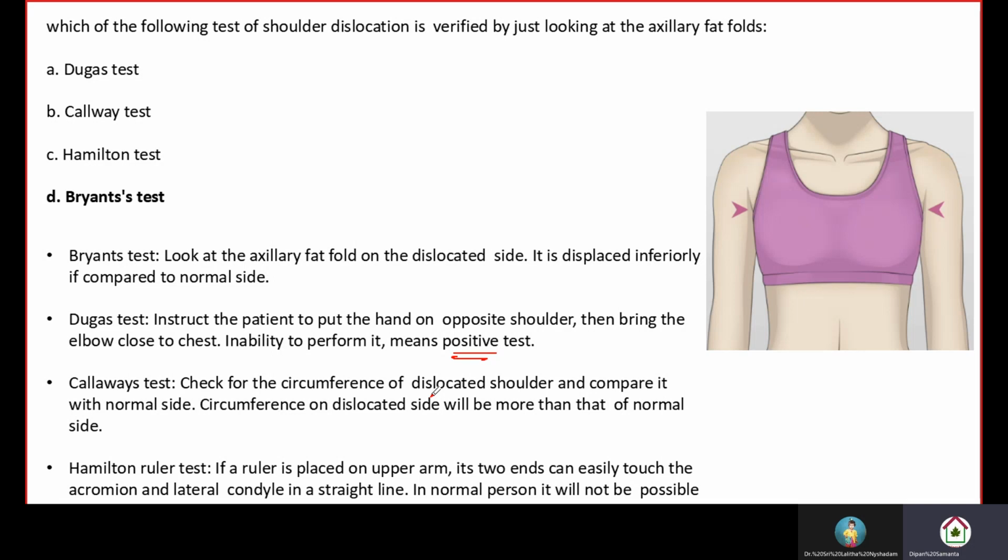And Hamilton ruler test: if a ruler is placed on the upper arm, the two ends can easily touch the acromion and lateral condyle in a straight line. In a normal person, it will not be possible due to humeral head prominence. So all these four tests are used to diagnose shoulder dislocation: Bryant's, Dugas, Callaway, Hamilton ruler.